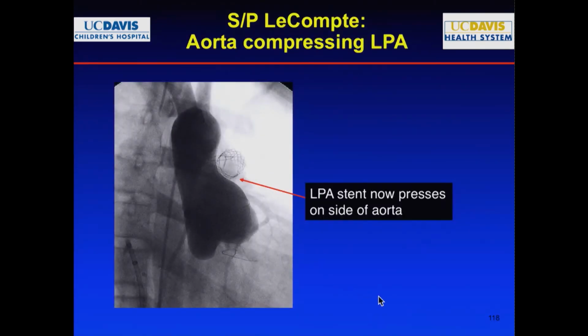All right, so this is, again, in a LeCompte maneuver, you can picture how we can indent the aorta. So this is very important. In LeCompte maneuvers, you got to be very careful about stenting the pulmonary, especially if it's bilateral. If it's unilateral, it can shift to one side, but if it's bilateral, the aorta has no place to go.